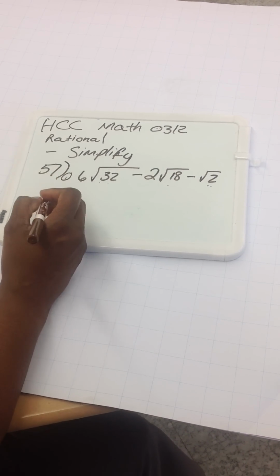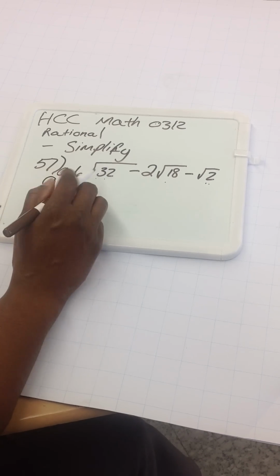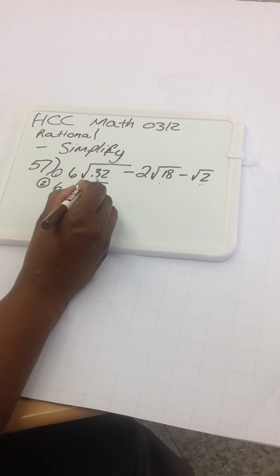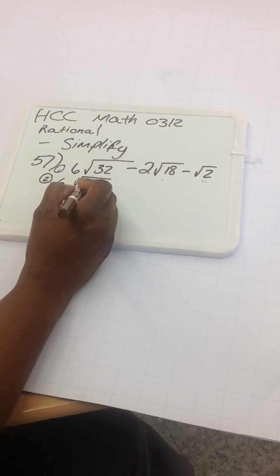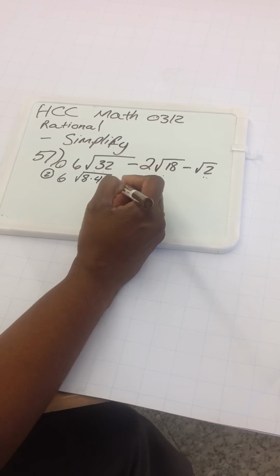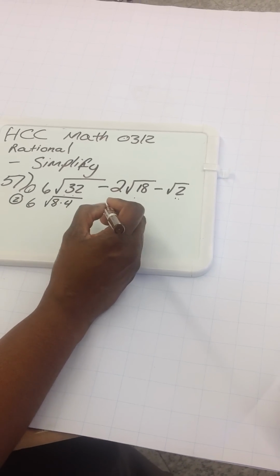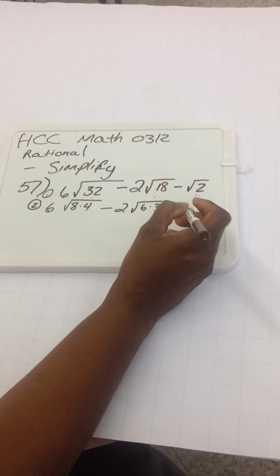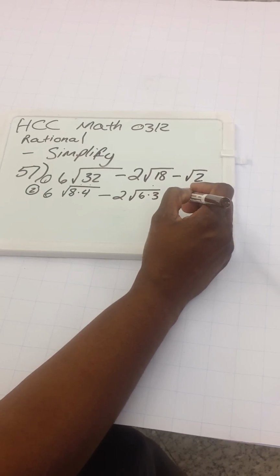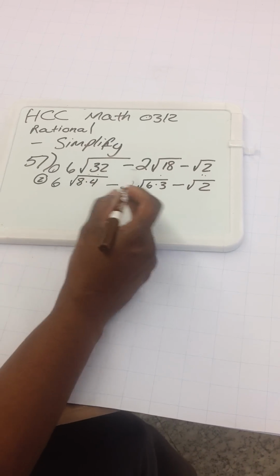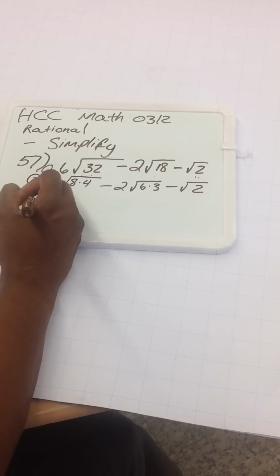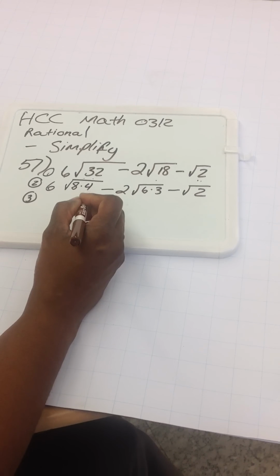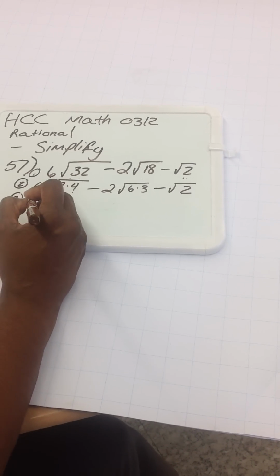So our step 1 was to write the problem down. Our step 2 was start breaking down each radical. So we'll have 6 times the square root of 32; you're going to break down 32 to 4 times 8, and 4 times 8 is also 32. Minus 2 times the square root of 18, you can break that down to 6 times 3. Minus the square root of 2. Still, we don't have a common radical number in there. So our step 3 will be to simplify this square root of 4. We know that the square root of 4 is 2 times 2. We also can still break down 8, so we'll do that at the next step.